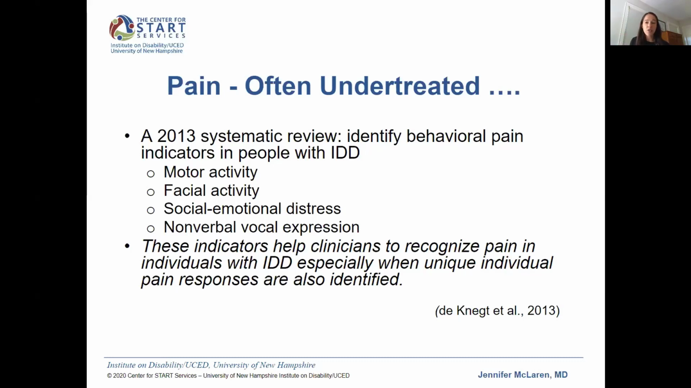So what's the key here? You need to know the individual's baseline functioning. Also looking at an individual's facial expressions. Has that changed? Are they less expressive? Are they frowning more? Do they have a furrowed brow? Is there an increase in social emotional distress? Are they more angry, more anxious, more withdrawn? Are they refusing to do previously enjoyable activities?